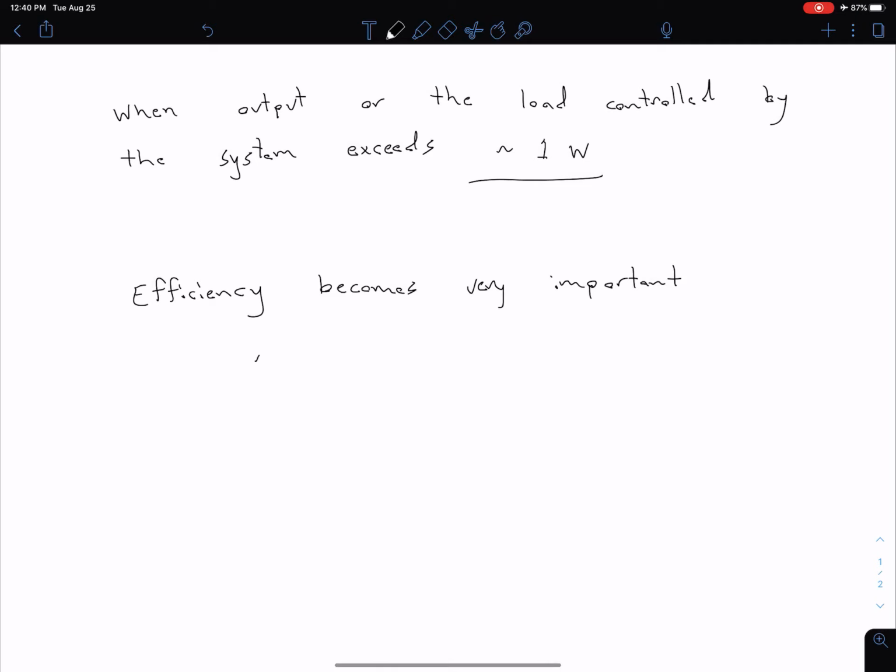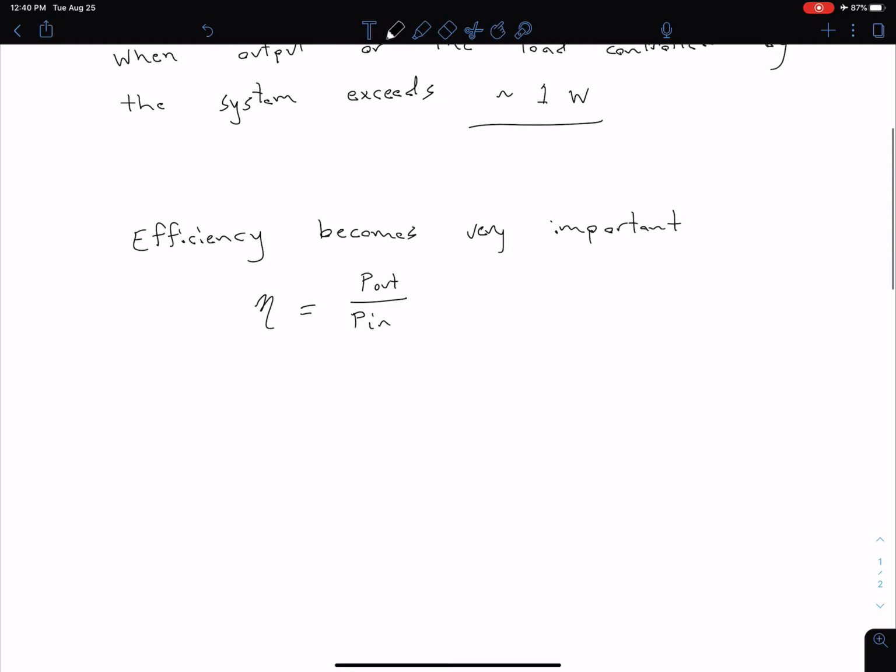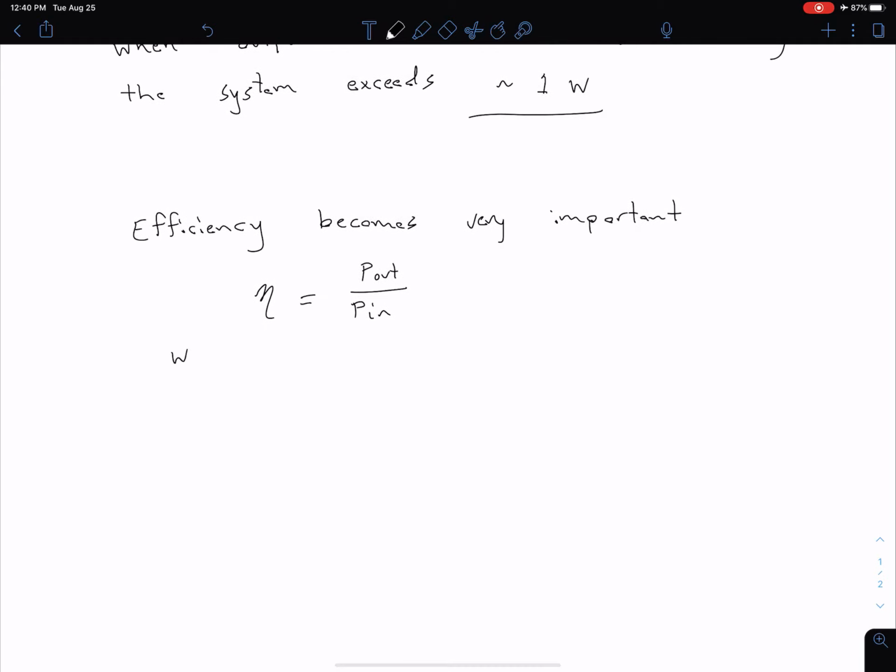Before we do that, we can recall that in general our efficiency eta is defined as power out divided by power in. Of course, if we had 100% efficiency, which would just be a 1 in this equation, all of the power that goes in is usable power on the output. So a couple of reasons why our efficiency is so important. Why is this so important?